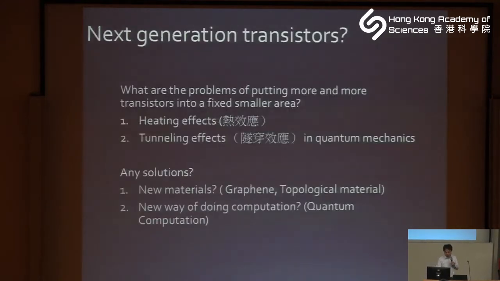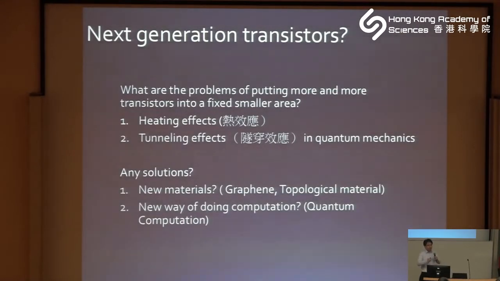But the transistors are getting smaller and smaller. You need to pack more and more transistors together, but that creates a problem. As I told you, in your phone you have billions of transistors packed in a very small, tiny area, literally billions. That causes problems because when these transistors operate, they generate heat, so you have heating effects. And also, because these transistors are so tiny, electrons can tunnel from one transistor to another. That is called the quantum tunneling effect.